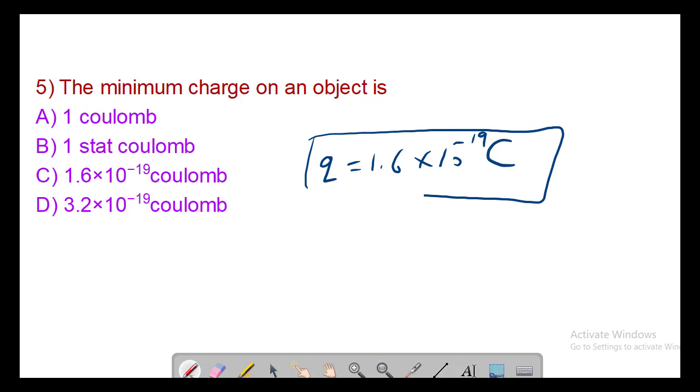So for a minimum charge, suppose we have a body here and we give a positive charge Q, the value is 1.6 10 raised to minus 19. We cannot give something less than Q. We can give more than Q, but we cannot give less than Q. So the minimum charge is 1.6 10 raised to minus 19 coulomb.